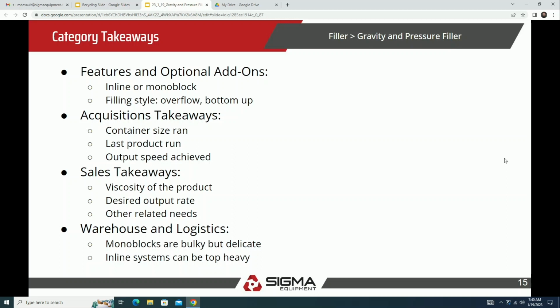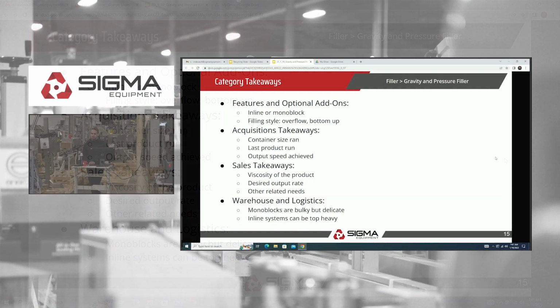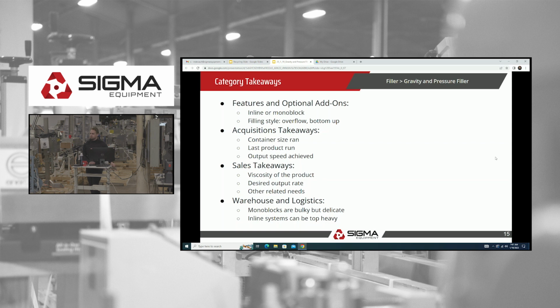For the acquisitions team here, we're going to be looking at container size last ran, the last product that was run through it. This is extremely important, especially when we're talking about if a filler comes out of a chemical plant, we're putting it in something food grade. That's a difficult conversation to have. Output speeds that were achieved, even if they're running a 6 head, the size of the container and the fill rate are going to decide the overall throughput. So talk to the customer, find out what they were running, what they were able to achieve.